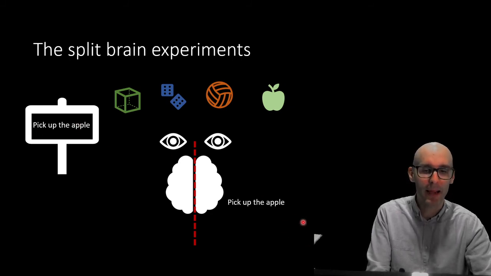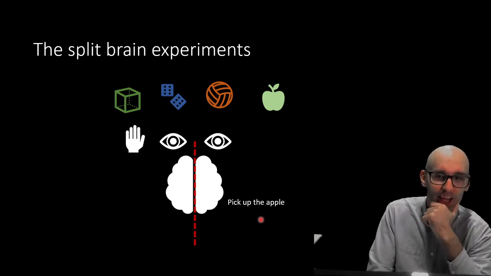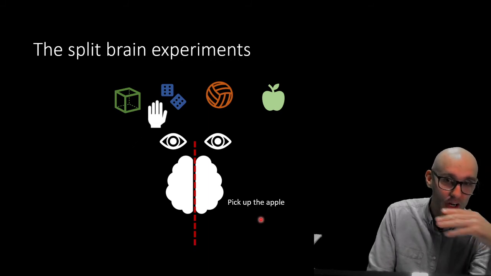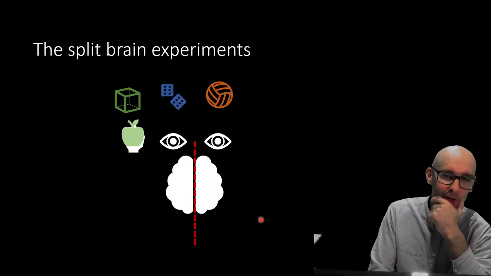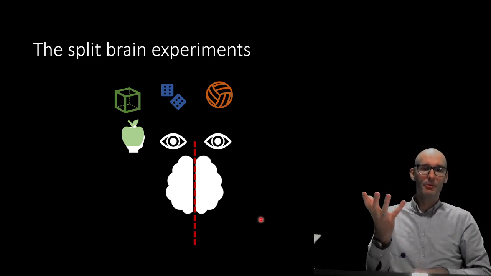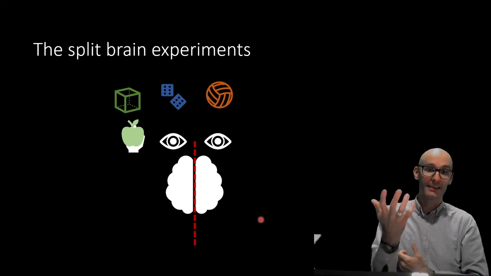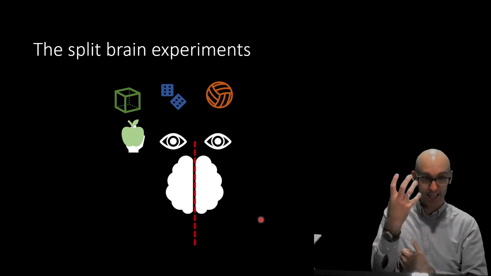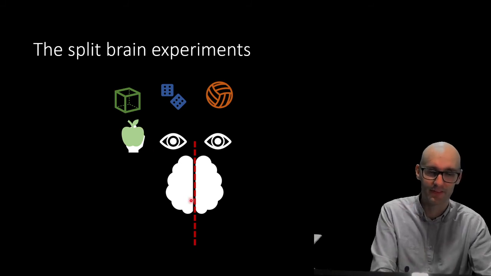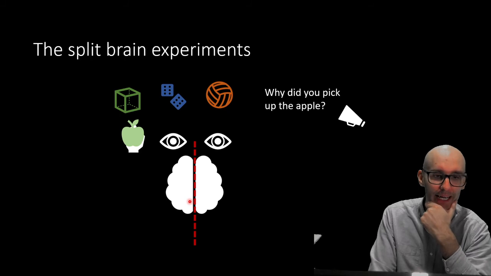So that information goes to the right-hand side of the brain and it says, pick up the apple. So then the left hand, which is controlled by the right-hand side of the brain, goes and picks up the apple, following instructions. So now he's got an apple in his left hand, right? Now the apple is brought in front, and now both eyes are aware that the left hand holds an apple. So now both eyes can see that the apple is in that left hand. So now we can talk to the person and say, why did you pick up the apple?